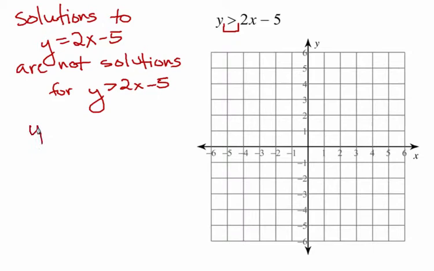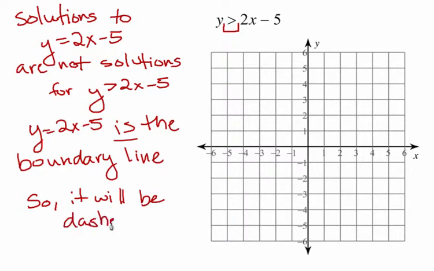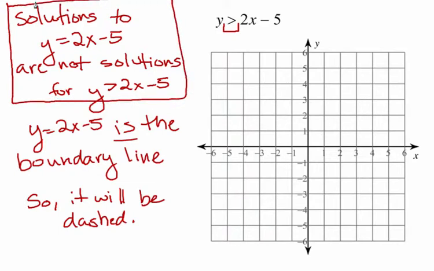However, y equals 2x minus 5 is the boundary line between things that are and are not solutions. Because it's the boundary line but is not part of the solutions, we're going to make it dashed. That will show us where the boundary is, but indicate that the solutions along that line are not actually solutions to the inequality that we're graphing.